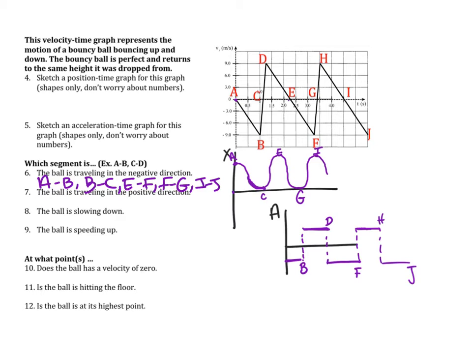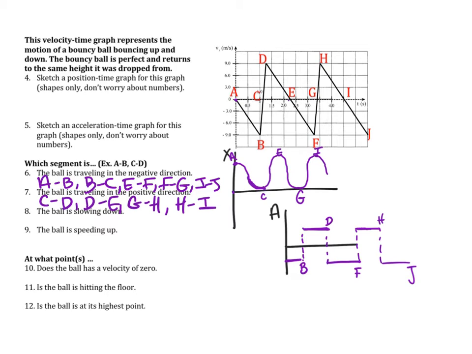Now for 7, traveling in the positive, complete opposite. Positive direction on a velocity graph is the positive half of the graph, which is the top half. So all of those segments that you didn't just list, now you're going to list them. So we've got C to D, D to E, G to H, and H to I.